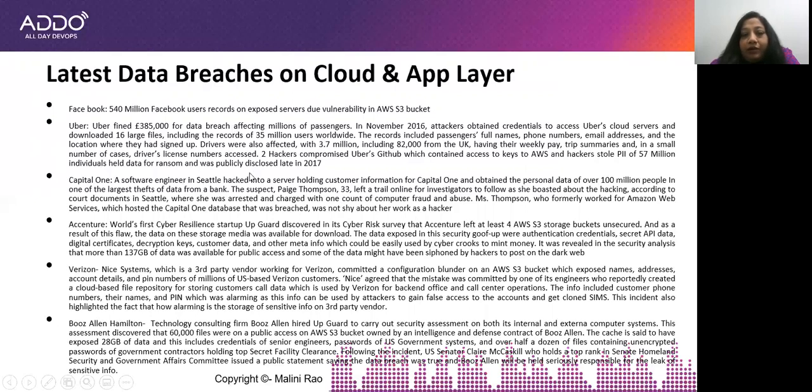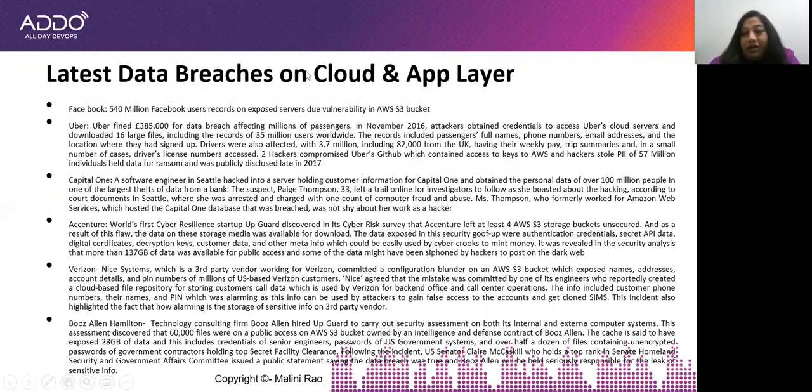Then there's Capital One, where a software engineer, Paige Thompson, an ex-employee of AWS who formerly worked for Amazon Web Services, did the hack and was able to get the personal data of 100 million people, one of the largest thefts of data from a bank. And then there's Accenture, the world's first cyber resilience startup, which said that AWS left at least 4 S3 storage buckets insecure, and as a result of this flaw, the data on the storage media was available for download.